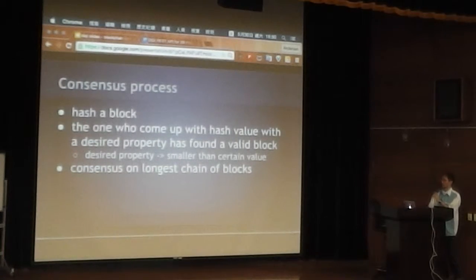And this is the mining. What is the mining process? The mining process is like you put transactions into a block and hash the block, and if the value has a desired property, then this is a valid block. The desired property is that the hashed value is smaller than a certain value. And consensus is always on the longest chain of blocks. So if there's a fork, or more than one fork, then you choose the one that is longest.